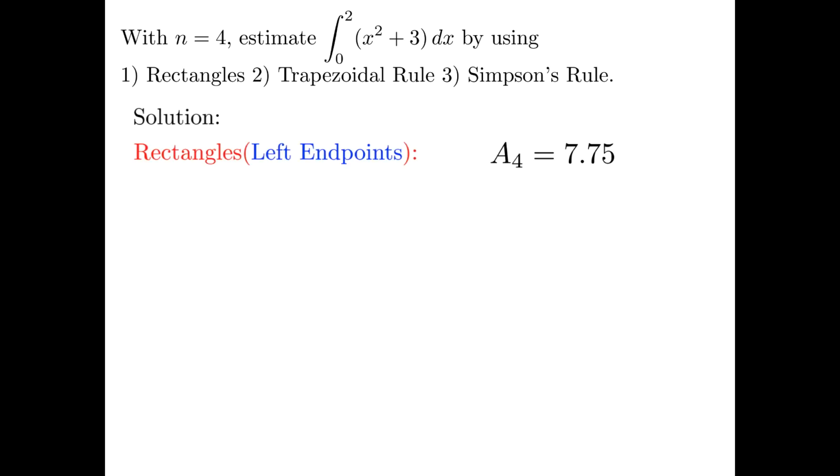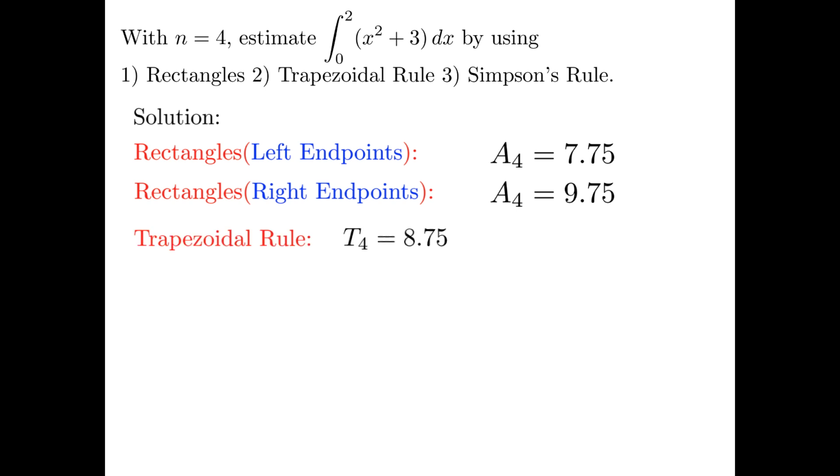Okay. And so let's summarize how this worked. When we did left endpoints, we got 7.75. When we did right endpoints, we got 9 3/4. With the trapezoidal rule, we got something in the middle, which was 8 3/4. And again, notice that's exactly the average of the left endpoint and the right endpoint way of doing things. Simpson's rule, we came out to be 8.6666.